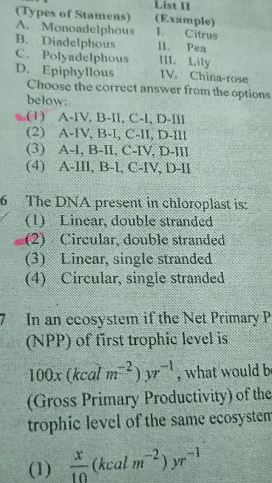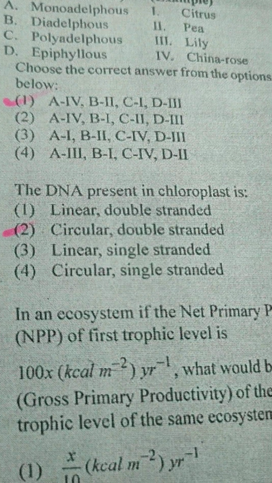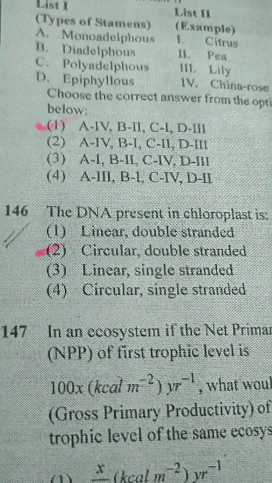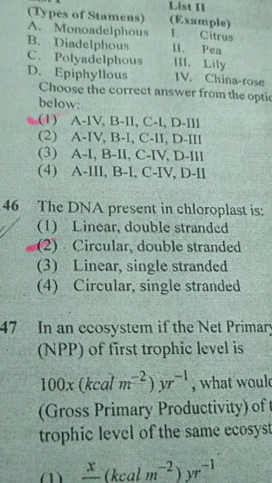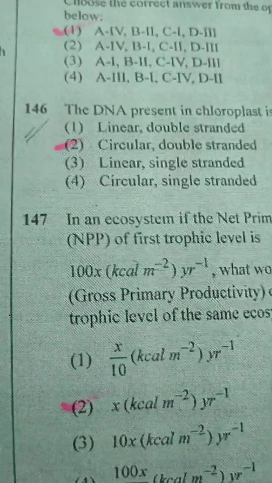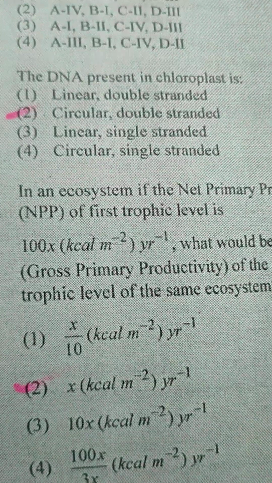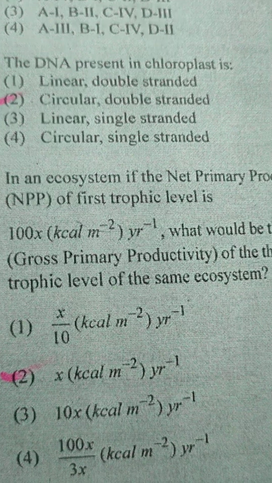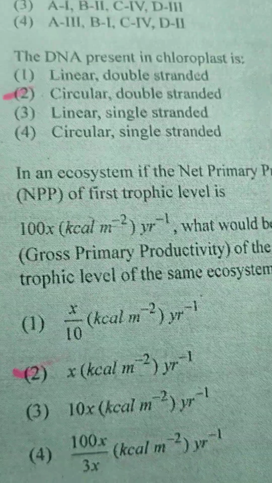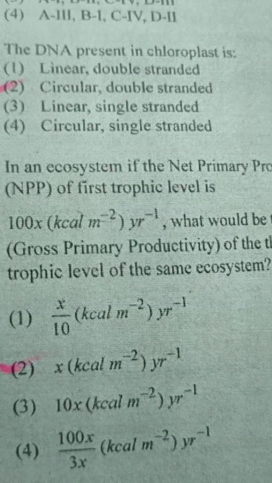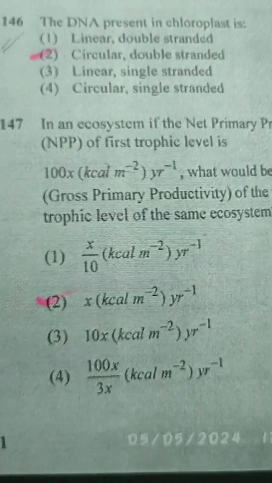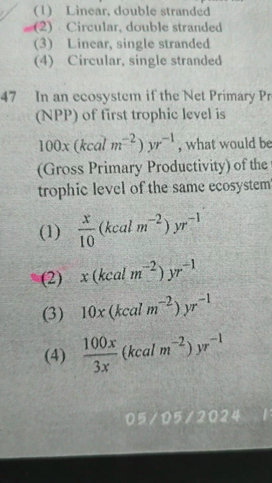Question number 146. The DNA present in chloroplast is, correct answer is 2, circular double stranded. Question number 147. In an ecosystem, if the NPP of the first trophic level is 100x, what would be the GPP of the third trophic level of the same ecosystem? Correct answer is 2x.